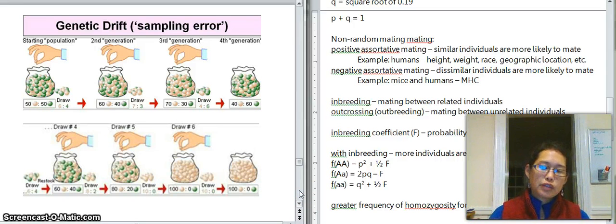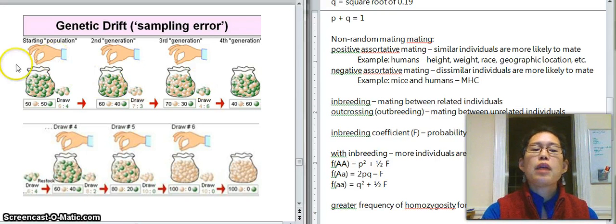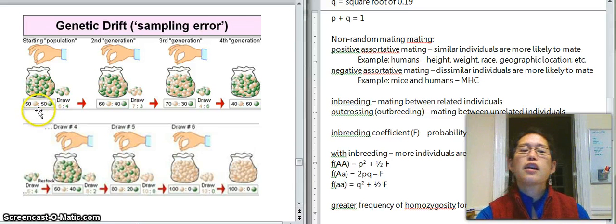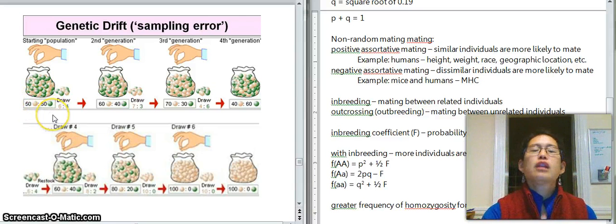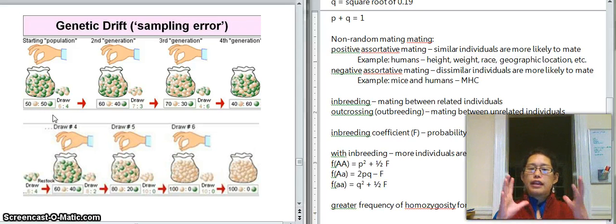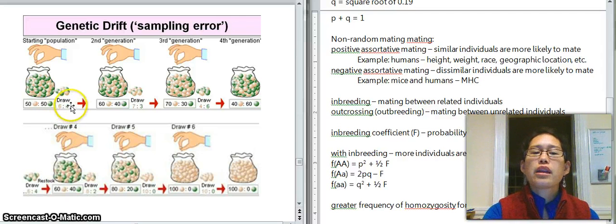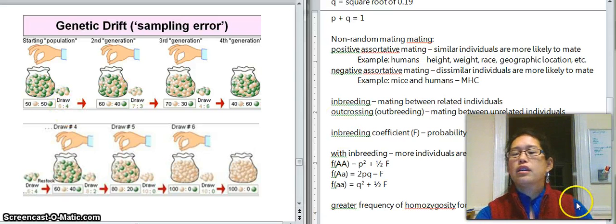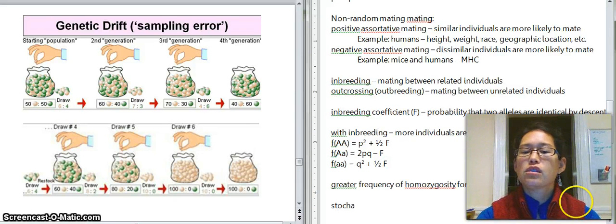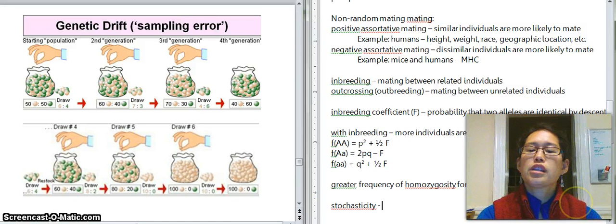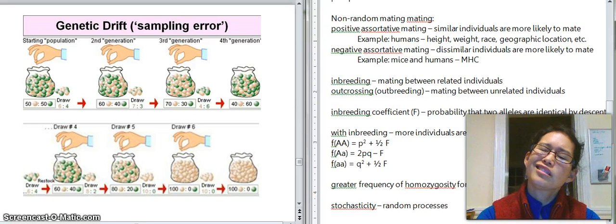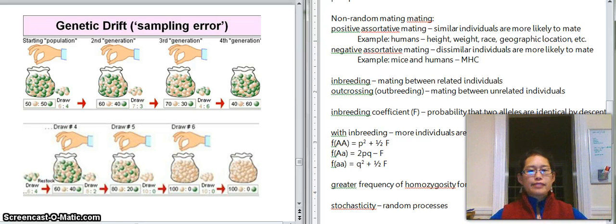Drift. All right, so genetic drift is about sampling. Let's say we have a population with equal allele frequencies of, in this case, the white and the green allele. Let's say out of this bag, that's our gene pool, we're picking 10 alleles. And we are going to get some error, or stochasticity, which is basically random processes, often due to sampling.